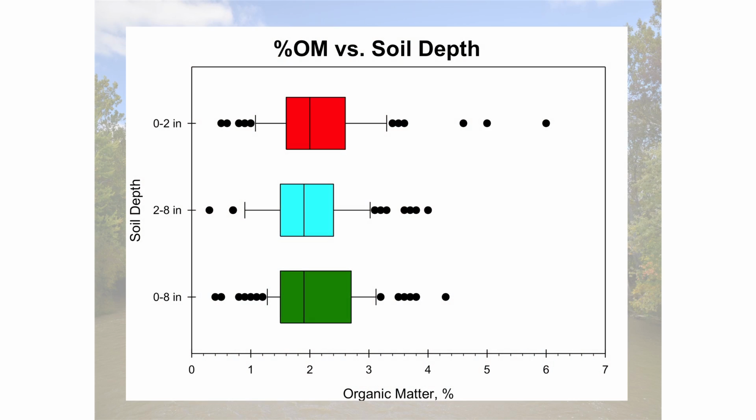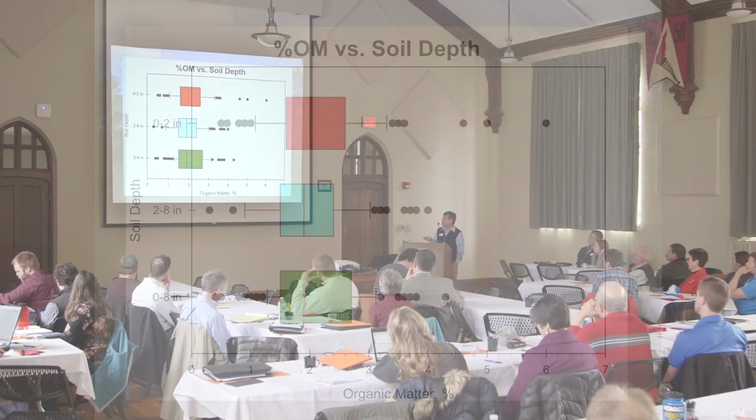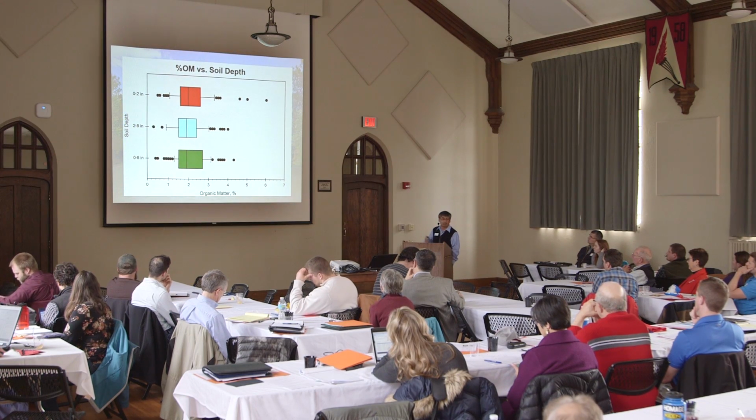And soil organic matter, of course, this is also an established fact that you have a much higher organic matter at the 0 to 2 inch top layer of the soil compared with the lower layer of the soil.